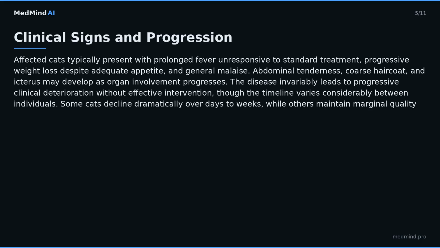Clinical signs and progression. Affected cats typically present with prolonged fever unresponsive to standard treatment, progressive weight loss despite adequate appetite, and general malaise. Abdominal tenderness, coarse hair coat, and icterus may develop as organ involvement progresses. The disease invariably leads to progressive clinical deterioration without effective intervention, though the timeline varies considerably between individuals. Some cats decline dramatically over days to weeks, while others maintain marginal quality of life for months with appropriate supportive care.